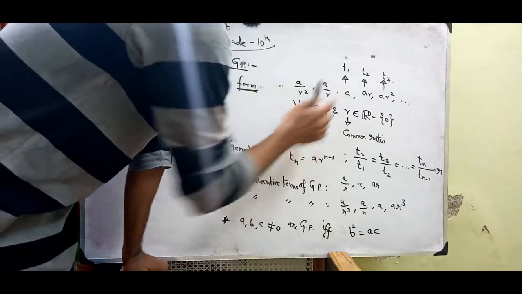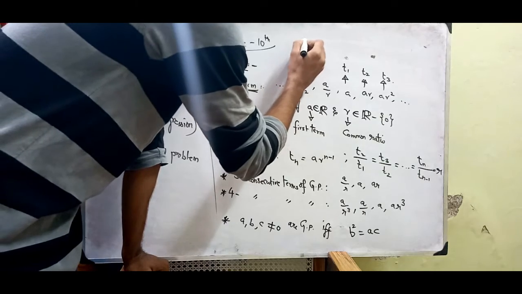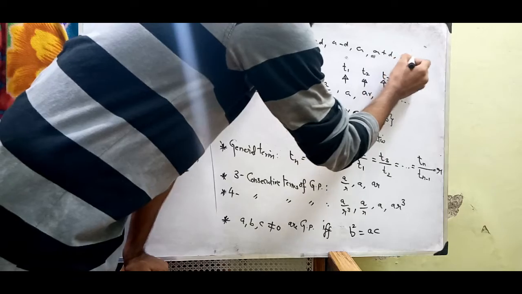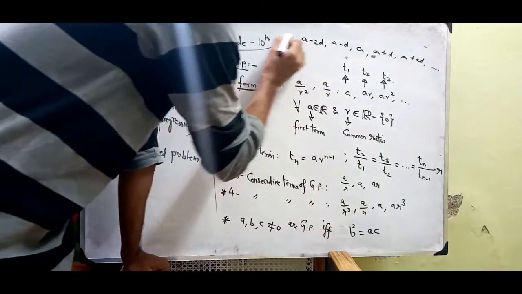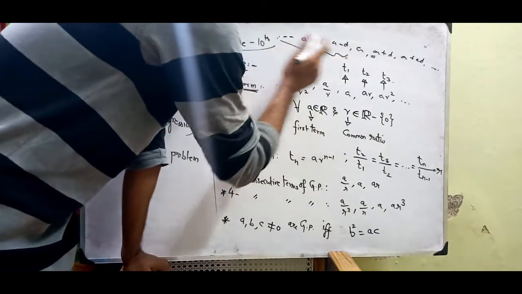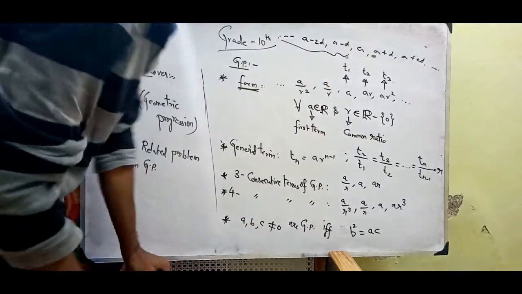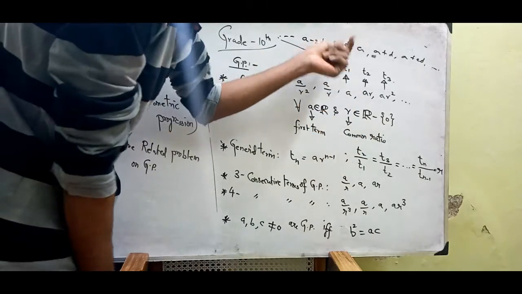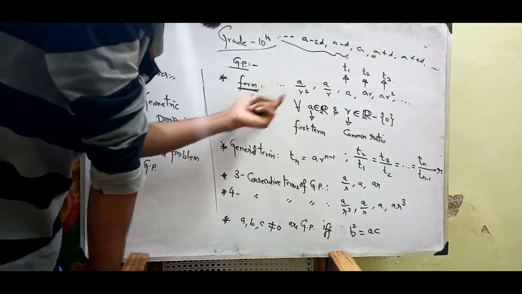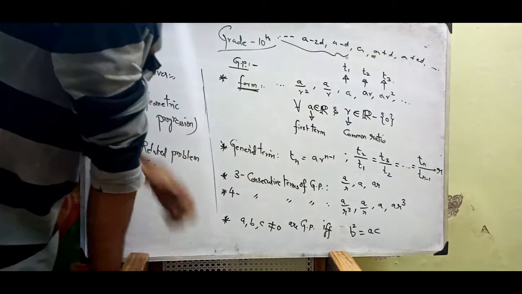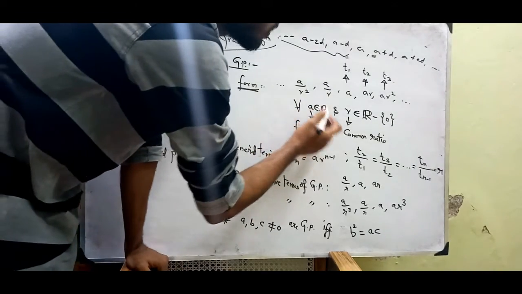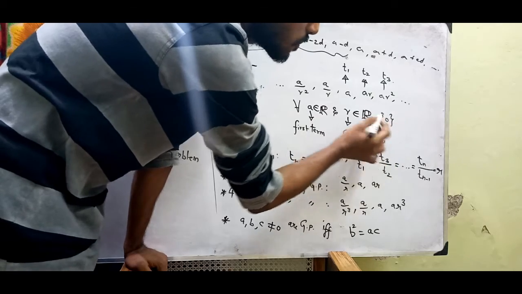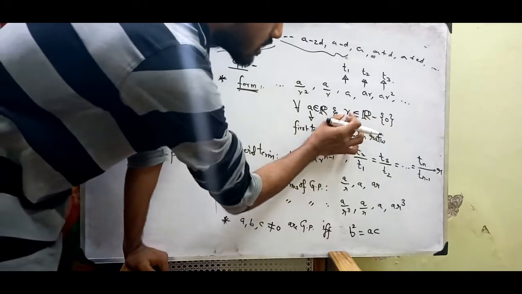In AP we denote a minus 2d, a minus d, a plus d, and a plus 2d, and so on. Here also, and so on. We do not calculate the negative side of the part of AP, we only calculate the positive part. There we have addition and subtraction, but in GP we have multiplication and division as well. For every a belonging to real numbers and r belonging to non-zero real numbers. Except 0, all real numbers we can take for r.